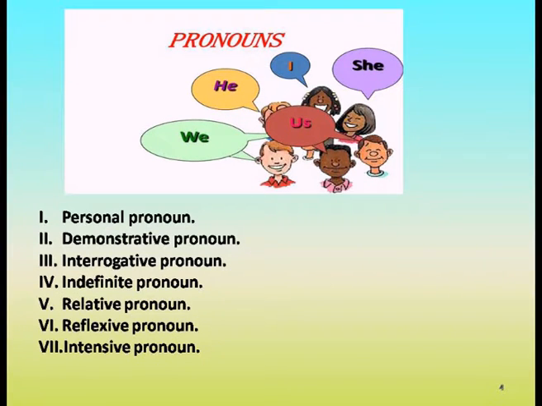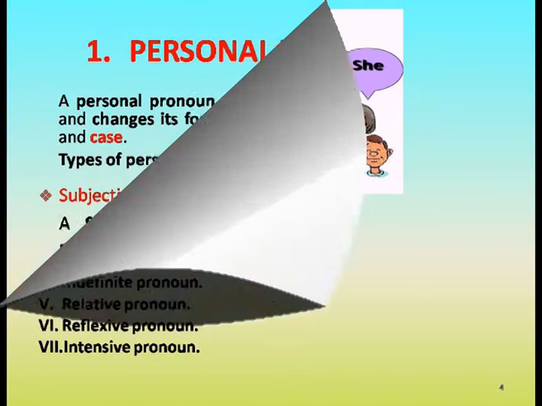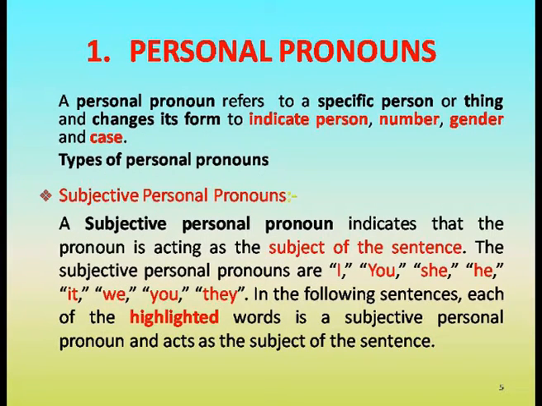There are different types of pronouns: personal pronoun, demonstrative pronoun, interrogative pronoun, indefinite pronoun, relative pronoun, reflexive pronoun, intensive pronoun. Personal pronouns. A personal pronoun refers to a specific person or thing and changes its form to indicate person, number, gender, and case. The different types of personal pronouns are subjective personal pronoun.